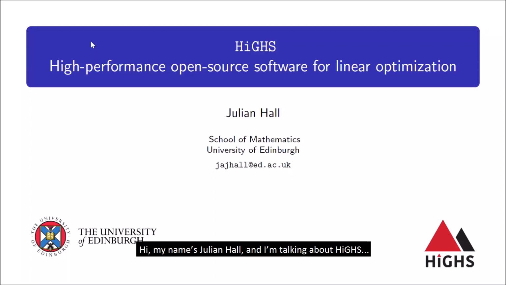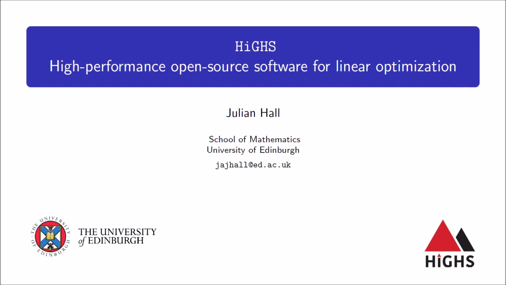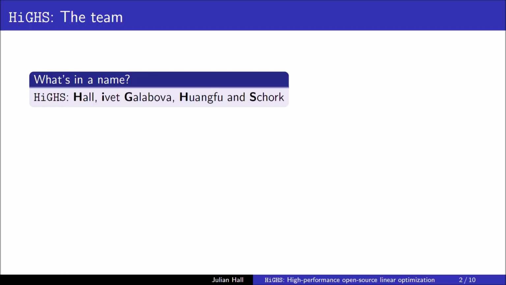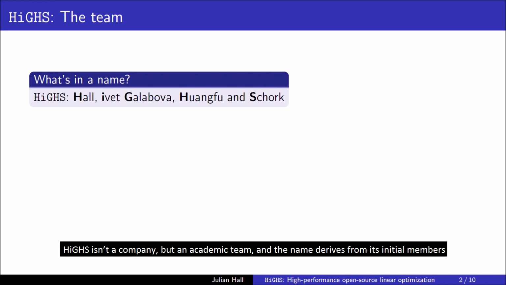Hi, my name's Julian and I'm talking about HiGHS, which is high-performance open-source software for linear optimization. HiGHS isn't a company, but an academic team, and the name derives from its initial members.